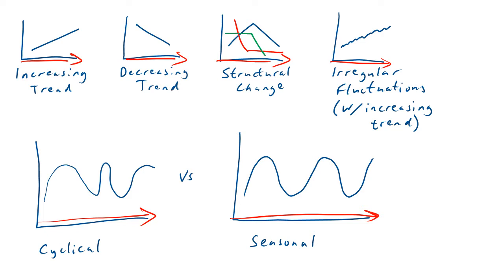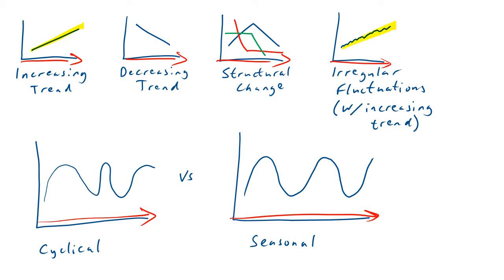Irregular fluctuations. This example is irregular fluctuations with an increasing trend. Almost all real data has irregular fluctuations. So whenever you get a choice between saying increasing trend or increasing trend with irregular fluctuations, you choose the one with irregular fluctuations, unless it is a ridiculously straight line like this. That doesn't happen in real data. This is what happens in real data.